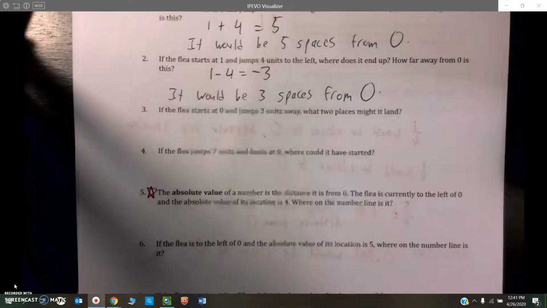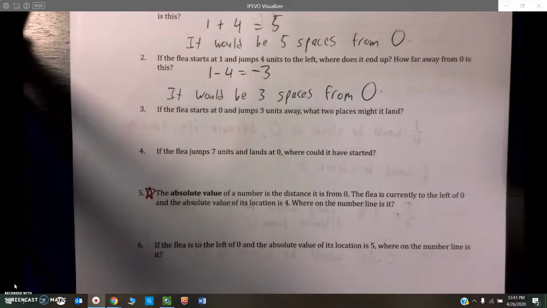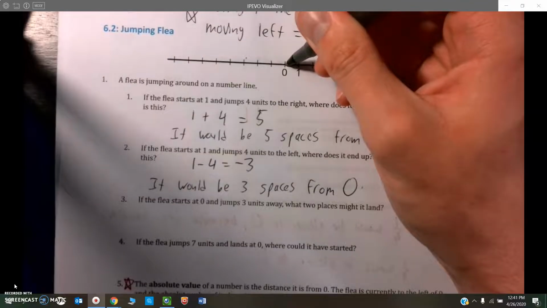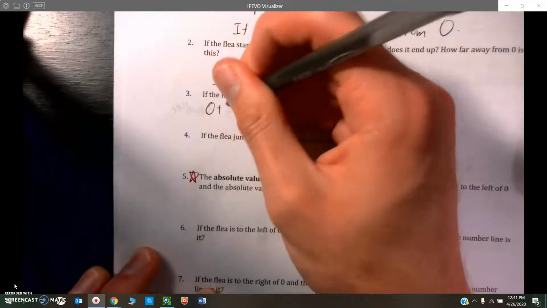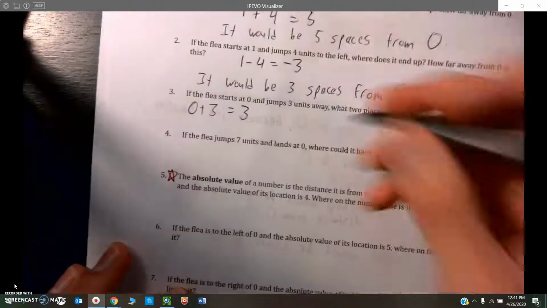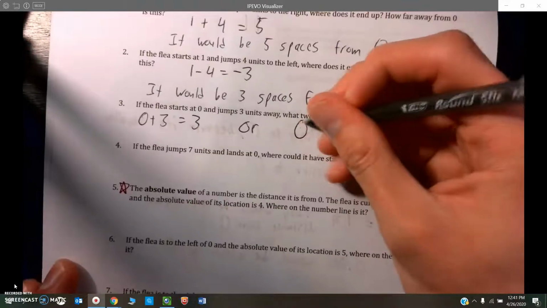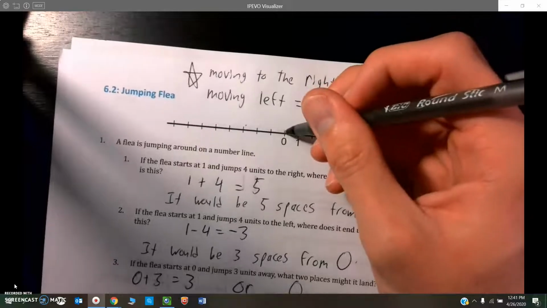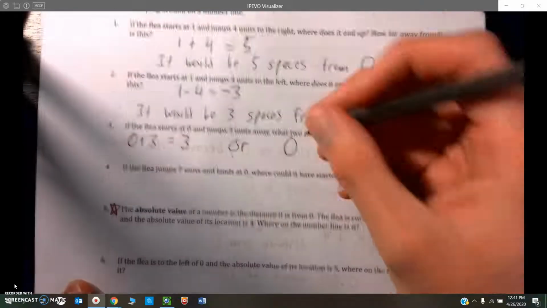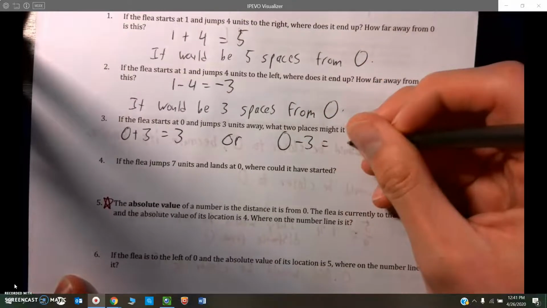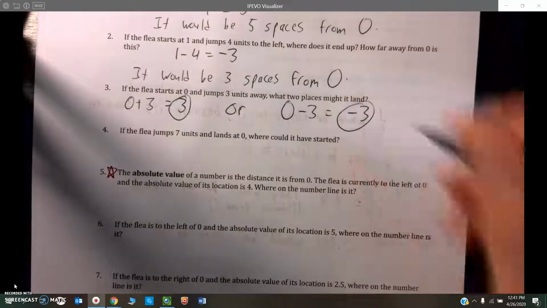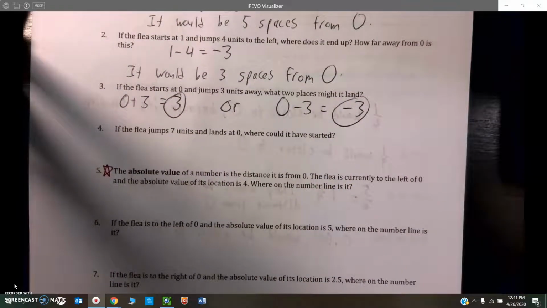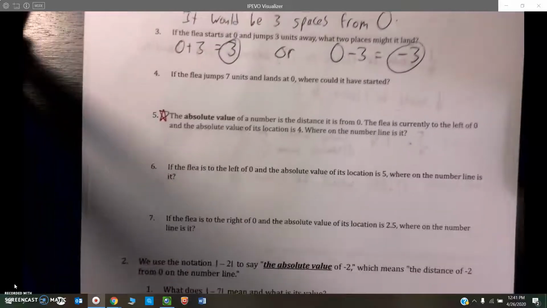So if the flea starts at 0 and jumps 3 units away, what 2 places might it land? If I'm at 0 and go 3 units to the right, 1, 2, 3, it could land at 3. Or if it started at 0 and moved 1, 2, 3 units to the left, it could land at -3. So 3 and -3 are both 3 units away from 0.